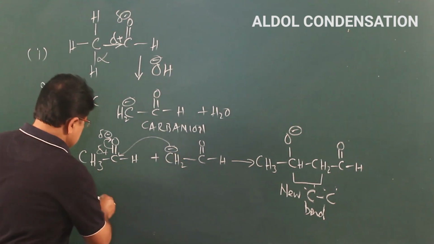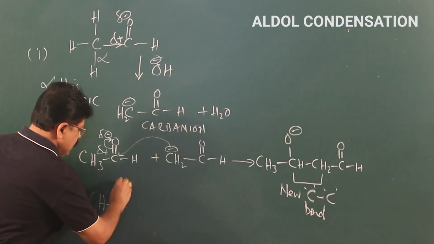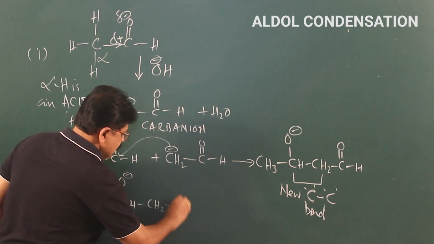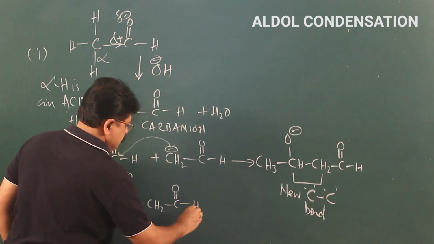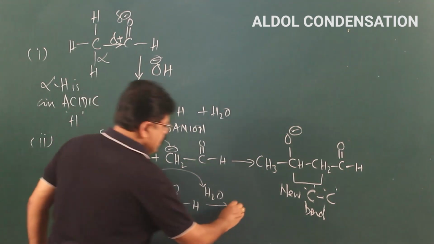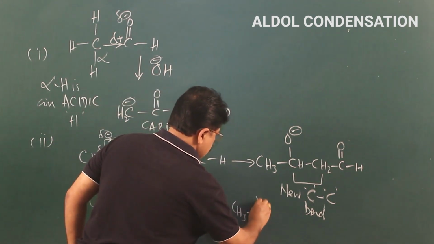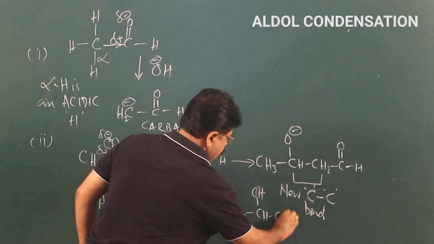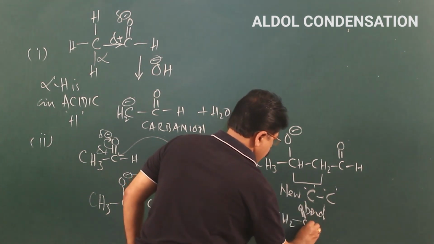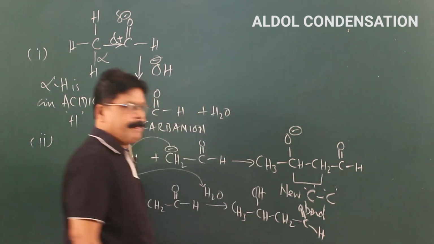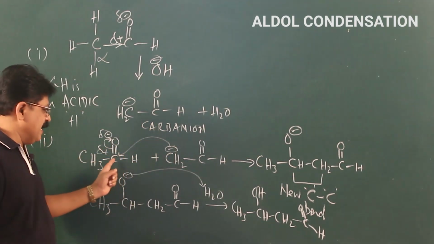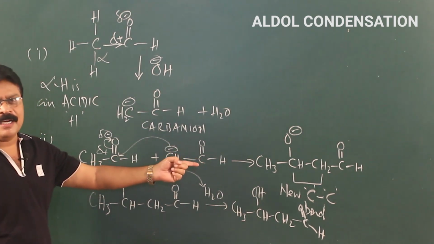Now, what happens? The next step is the protonation of the O minus, resulting in the formation of the product. This takes up the H plus, resulting in the formation of the product. So, the carbanion attacks the second carbon, resulting in the formation of a new carbon-carbon bond.